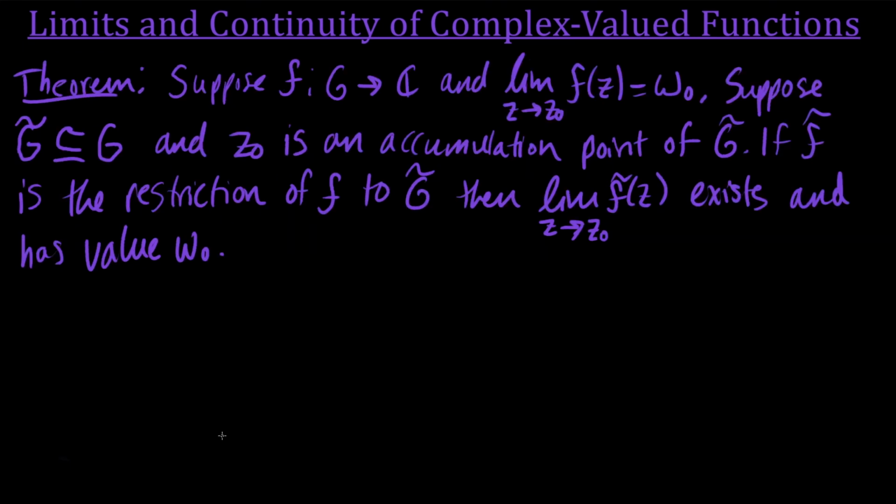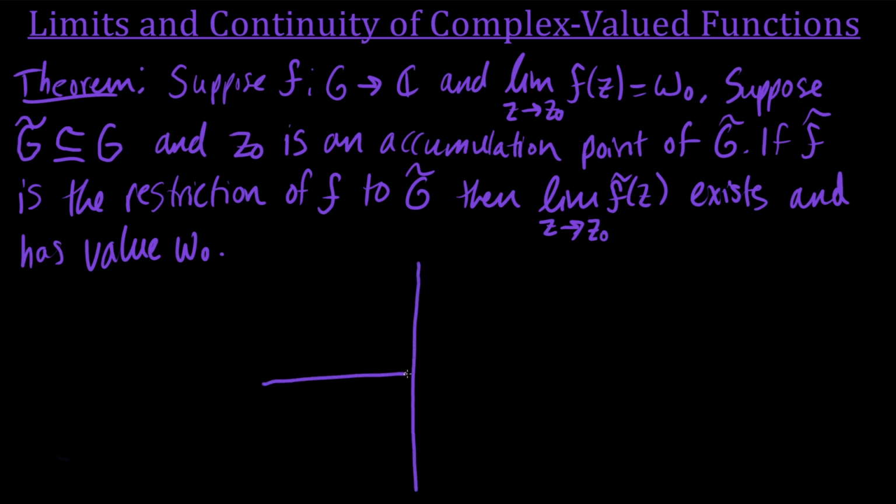Okay, now I'd like to go over a theorem that's going to allow us to prove that a particular limit does not exist. Suppose that f is a function from G to C, and that the limit of f of z as z approaches z naught is w naught. Suppose that G tilde is a subset of G, and z naught is an accumulation point of G tilde. If f tilde is the restriction of f to G tilde, then the limit of f tilde of z as z approaches z naught exists and has value w naught. And so to illustrate what this theorem is getting at, let's draw out an example.